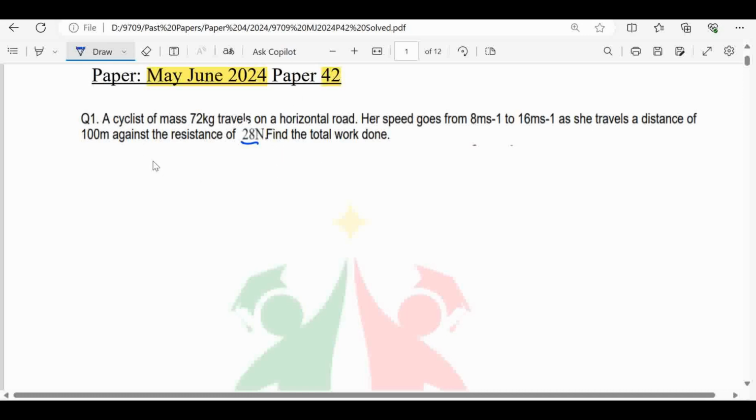So we know that work done by the cyclist plus initial kinetic energy will be equal to final kinetic energy plus work done against resistance. So let's put the values. The cyclist's initial kinetic energy will be half mv squared, where m is 72.